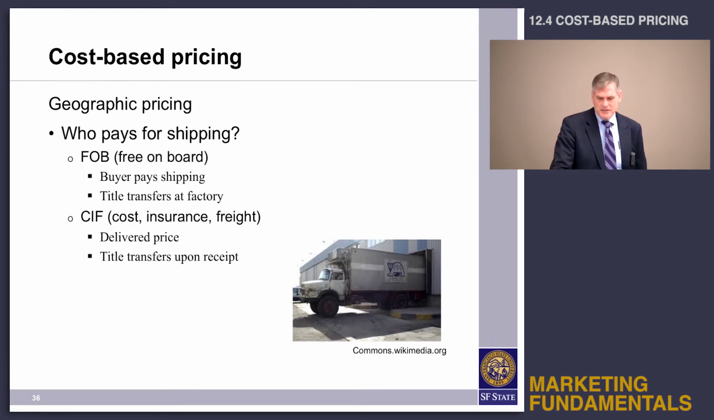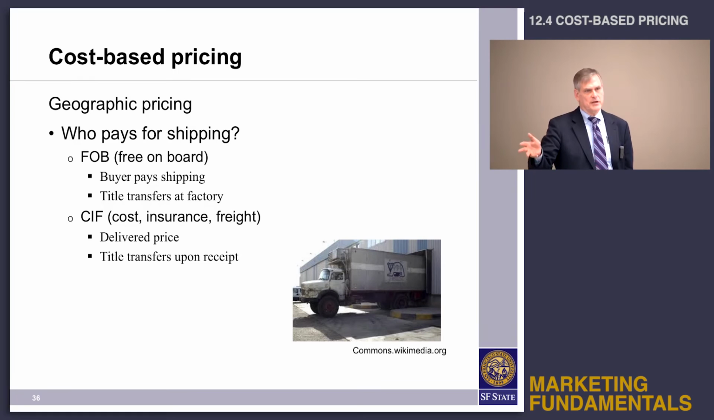Another issue in pricing is cost-based or geographic pricing, and this is just in products where the cost of transportation is a substantial portion of the cost. And the two basic approaches to geographic pricing are FOB and CIF. FOB, or free on board, means that the buyer takes title as soon as the product leaves the factory. If anything happens to the product in transit, it's the buyer's problem. And CIF, or cost insurance and freight, is a delivered price. That means that you don't take title to the product until it comes to your door. If anything happens to it in transit, it's the manufacturer's problem.